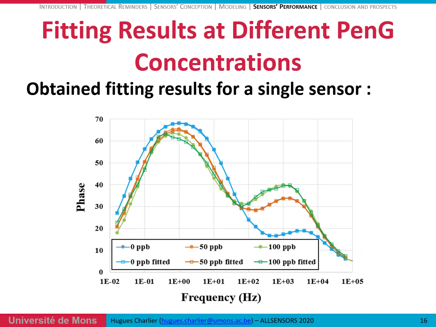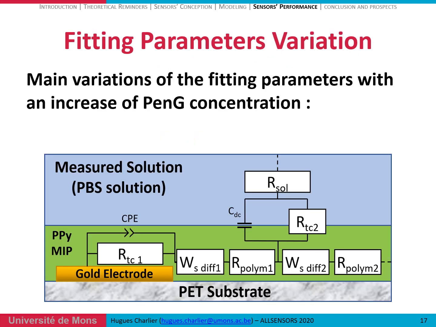And here are the results that I showed before for one sensor at different PNG concentrations. The blue curve at 0 ppb, the orange curve at 50 ppb, and the green curve at 100 ppb of PNG. And as you can see, the fitting is quite good on all of these curves. So we can say that our fitting is able to model an evolution and an increase of the concentration in our solution.